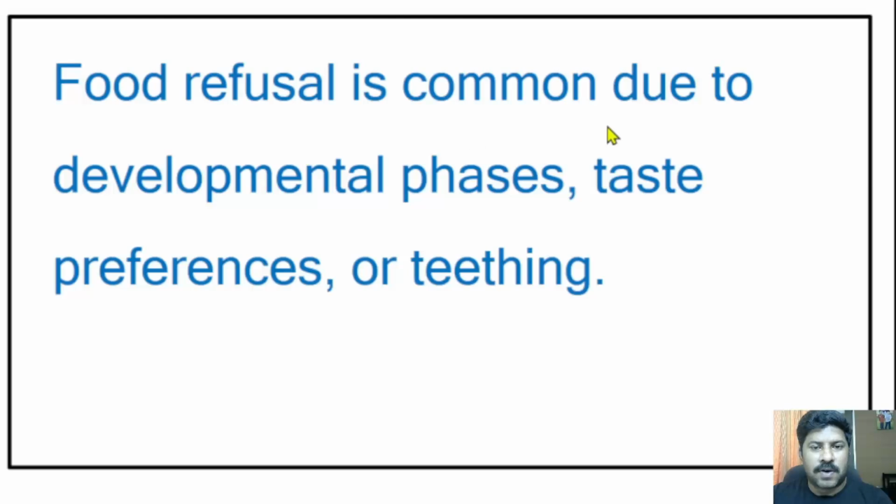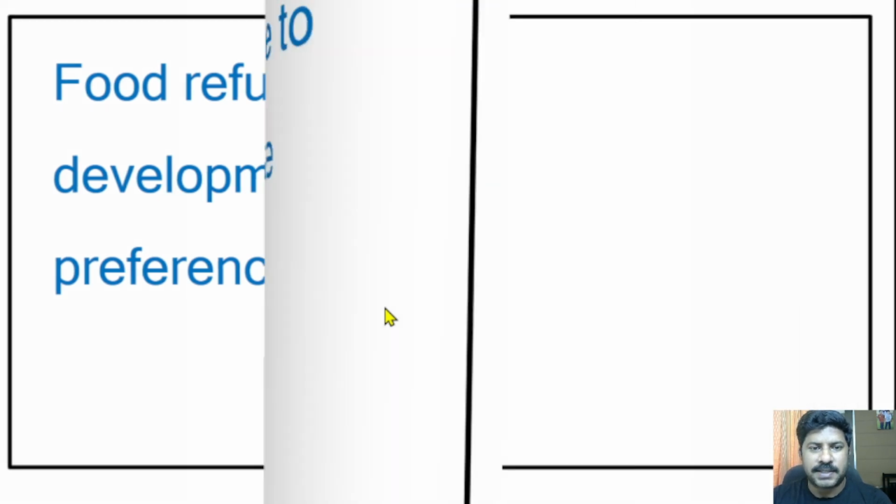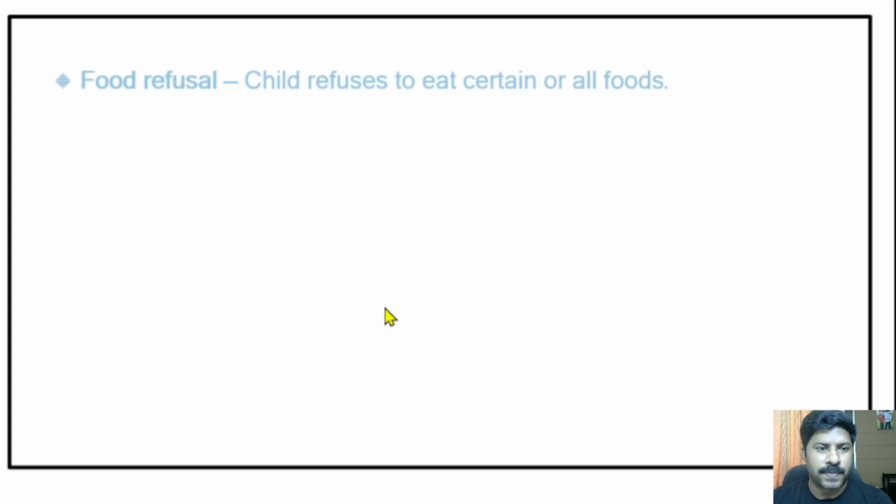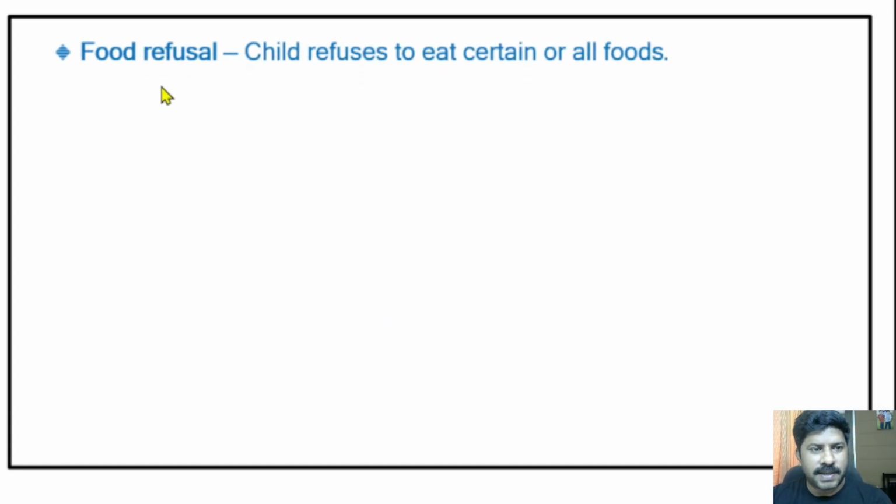Food refusal is common due to developmental phases, taste preferences or teething. So there are other common problems also. I will mention the important ones. The first one I have already mentioned, that is food refusal. The child may refuse to eat certain kinds of foods or all kinds of food.